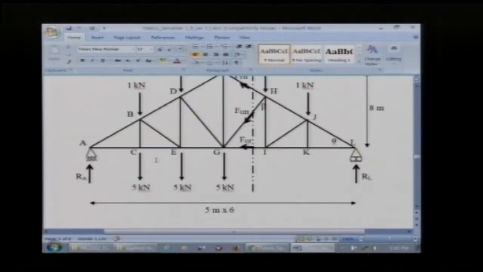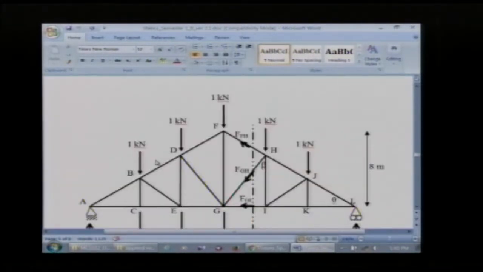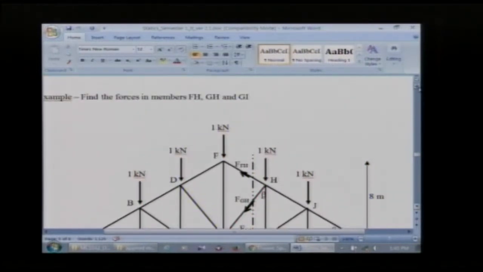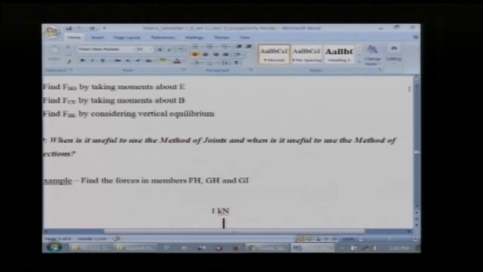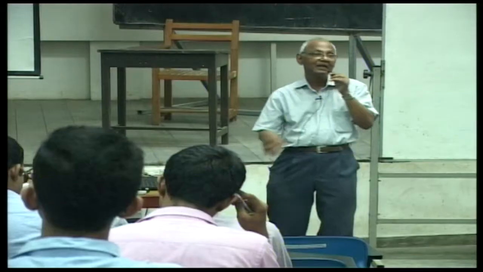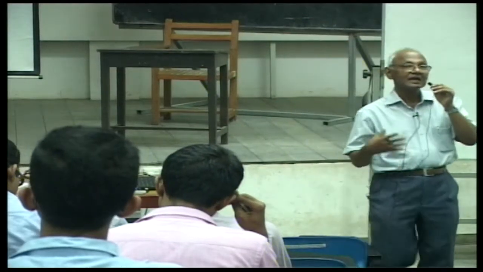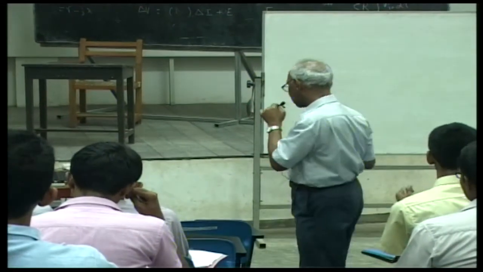Okay, when is it useful to use the method of joints and when is it useful to use the method of sections? So that I have not answered. Maybe you can think about it. Maybe I might ask it at the exam, right? Now towards the end, I'm trying to get you to think about things for yourself. When should you use the method of joints and when should you use the method of sections? Those are the two main methods, right?